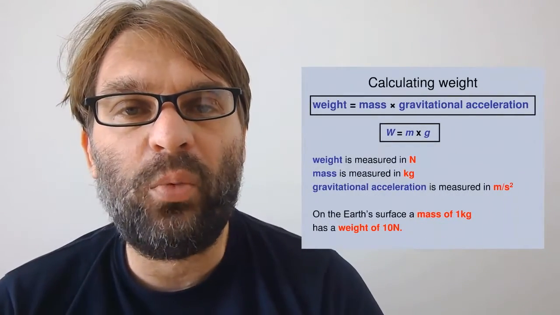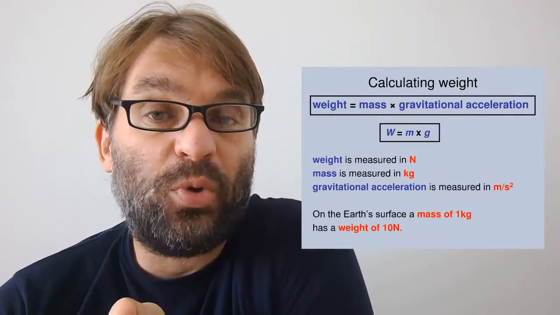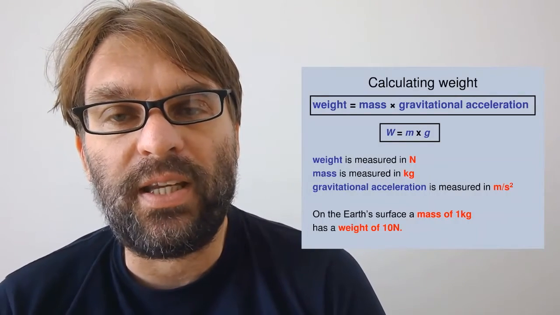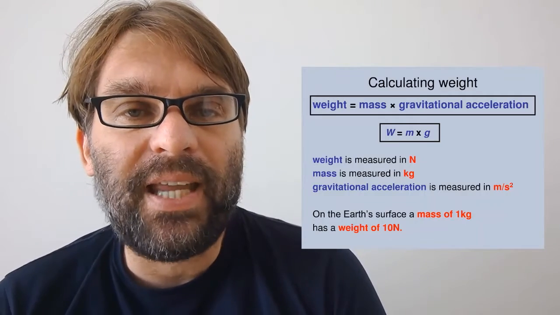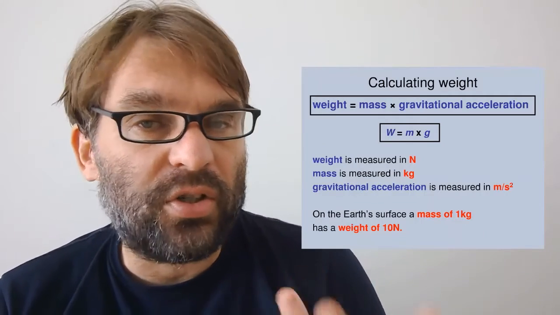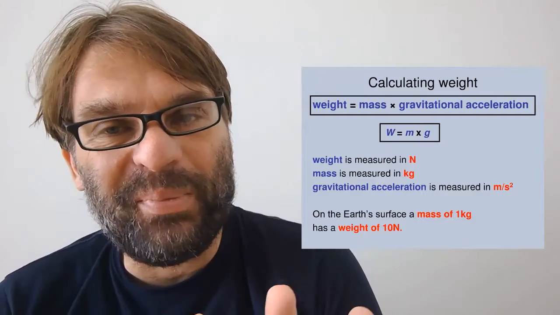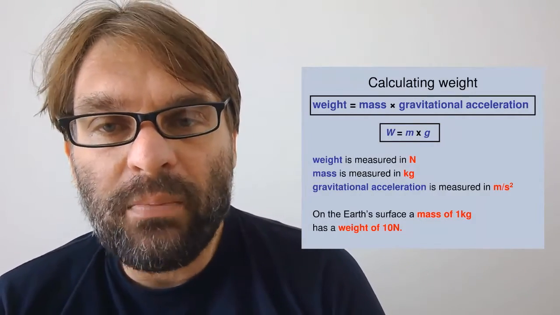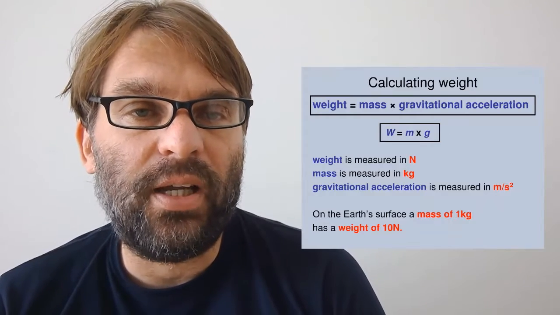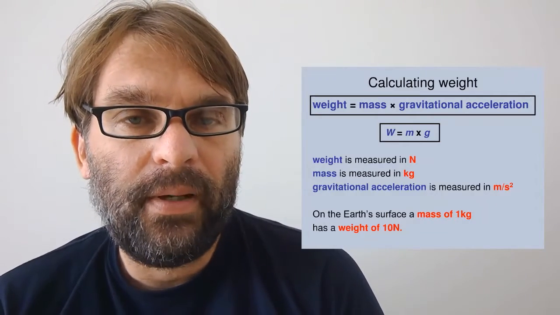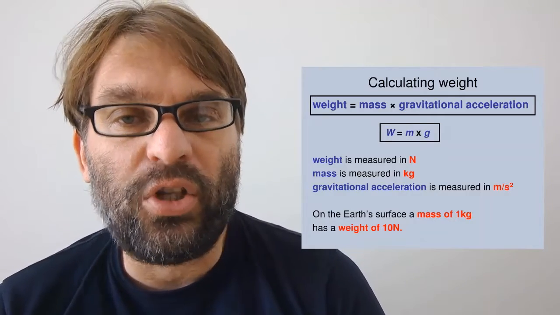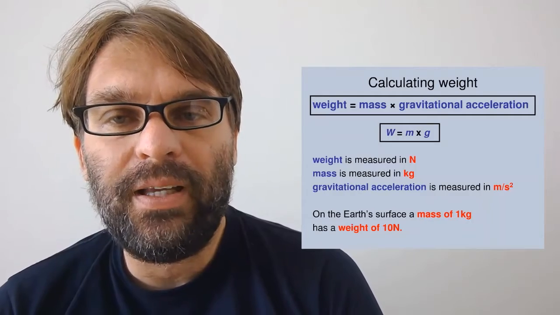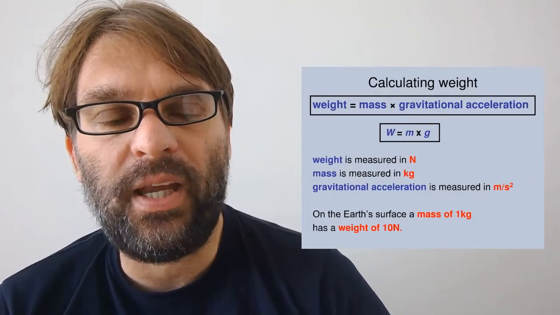Okay, so how do you calculate weight? Well, weight is essentially the mass of the object in kilograms multiplied by the gravitational acceleration, which we just said is, at least on Earth, 10. So weight is in newtons because it's a force, not a mass. Mass is in kilograms, and gravitational acceleration is in meters per second squared. And that means that on the surface of the Earth, a mass of 1 kilogram has a weight of 10 newtons, okay? A weight force of 10 newtons.